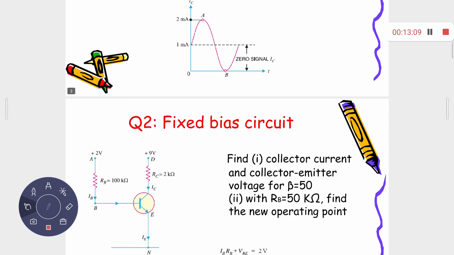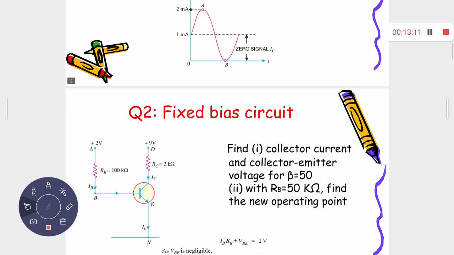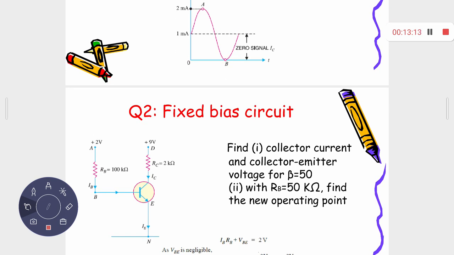Then another circuit. Hopefully, I showed this circuit last day. It's a fixed bias circuit, or sometimes also called base bias. Fixed bias and base bias. Now, here we have two different supply voltages. One is 9 volt, typically we call it VCC. And there is another voltage, say 2 volt, typically we call it VBB. One is VCC, 9 volt. The second one is VBB, that is 2 volt.